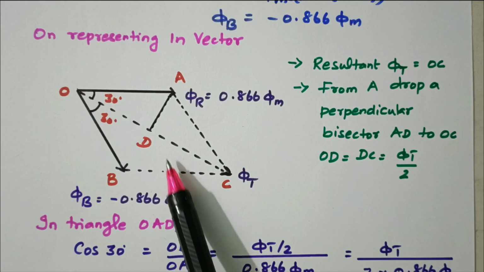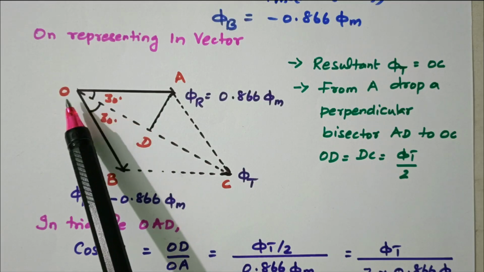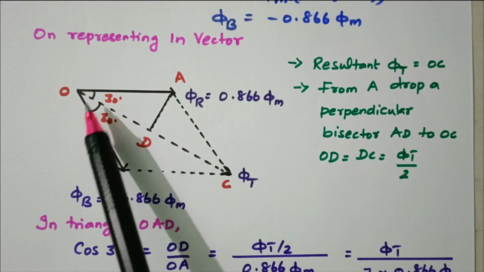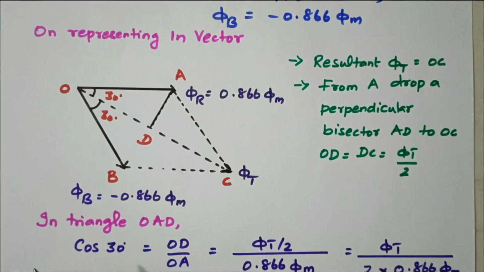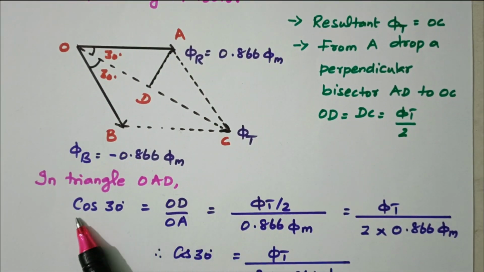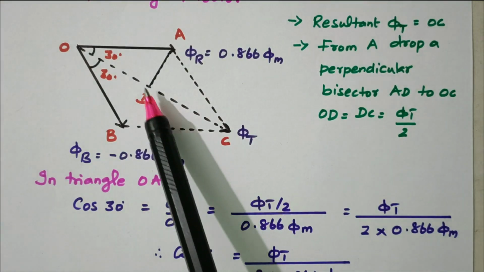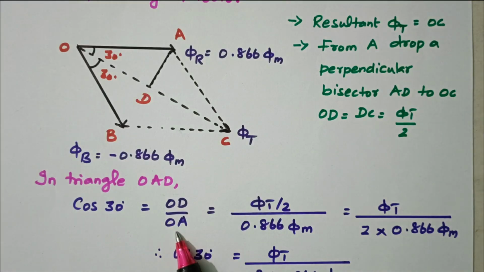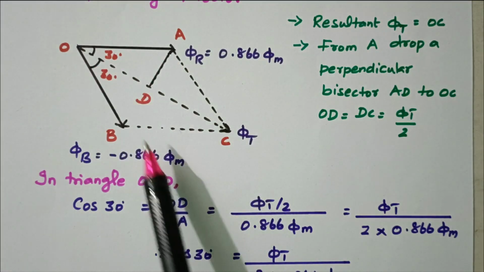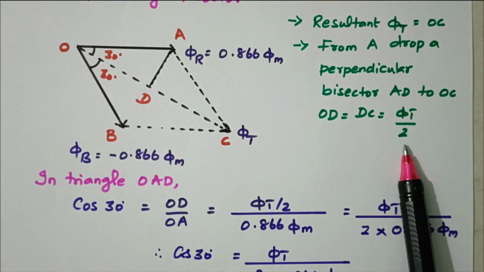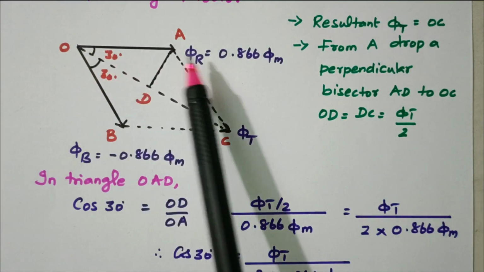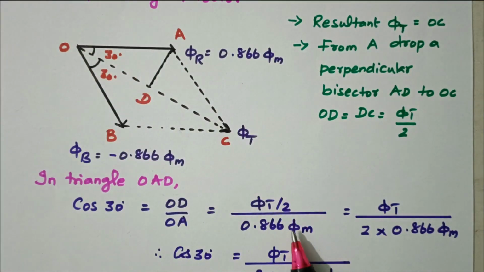So now we consider this triangle OAD, with an angle of 30 degrees. This is the opposite side, adjacent side and hypotenuse. So we are going to find cos theta, cos 30 degrees: adjacent side OD divided by hypotenuse OA. We know that OD is nothing but phi t divided by 2, the bisector. And OA is nothing but this phi r value, 0.866 phi m. So it is phi t divided by 2 into 0.866 phi m.